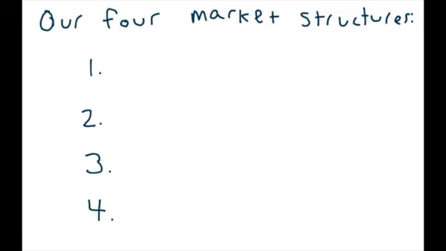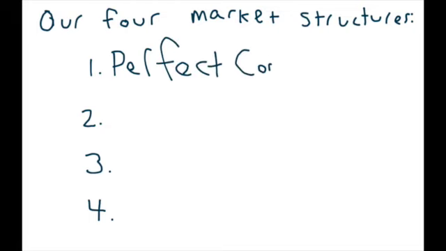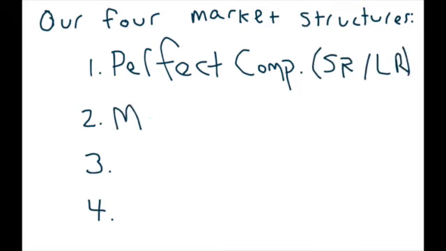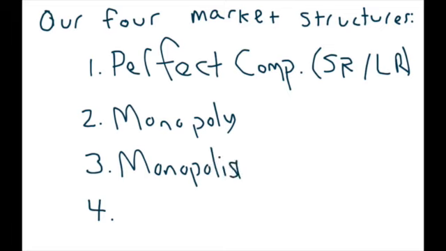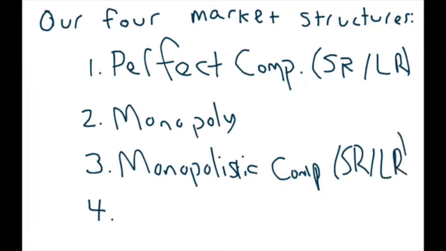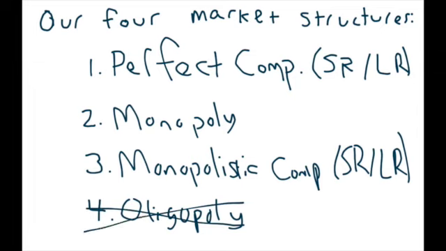So, to review, we had 4 market structures. We had perfect competition, and it had a short run and a long run. We had monopoly. We had monopolistic competition, which had both a short and a long run. And we had oligopoly. We're not going to discuss oligopolies at all today, so let's X that one out. We're going to focus on these 5.